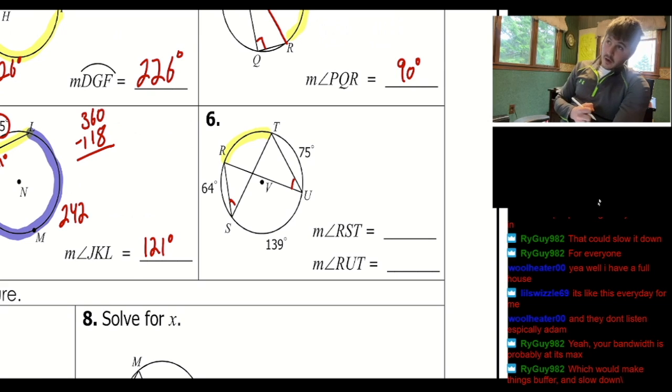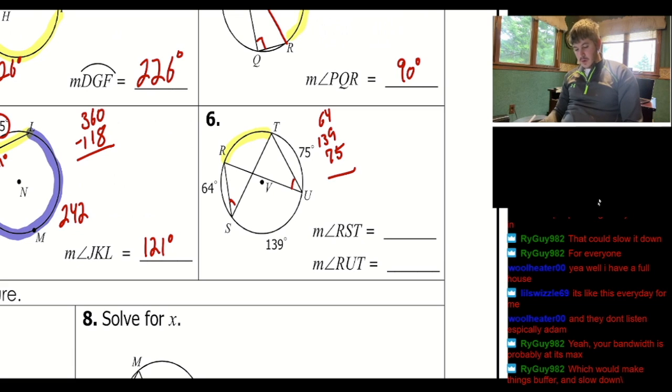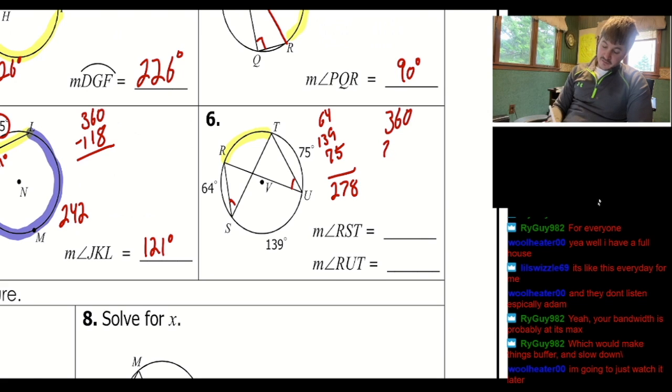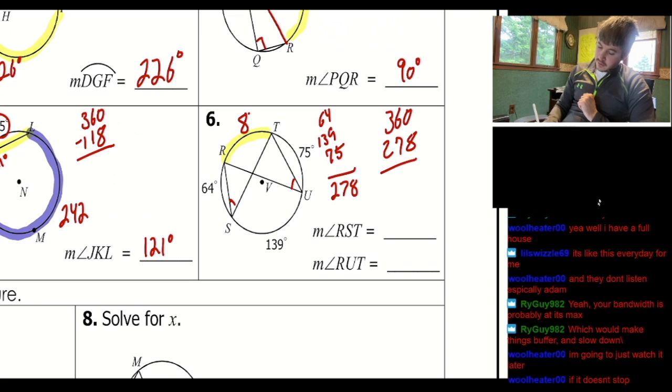And we have all 4 arcs right there. We have 64. We can add 139 and add 75. So we add all those together, the 64 plus 139 plus 75. We get 278. Then we can take that 278 and subtract it from 360 degrees, which I think is 82. So that means arc RT is 82 degrees.